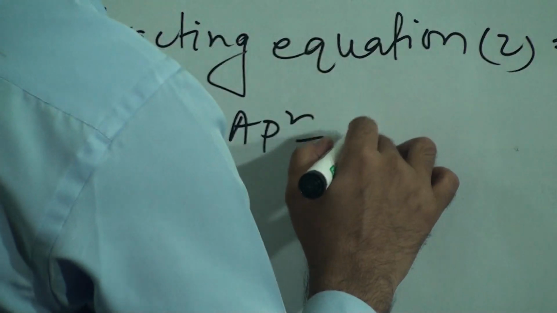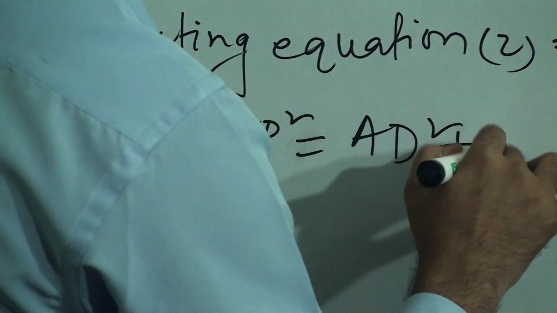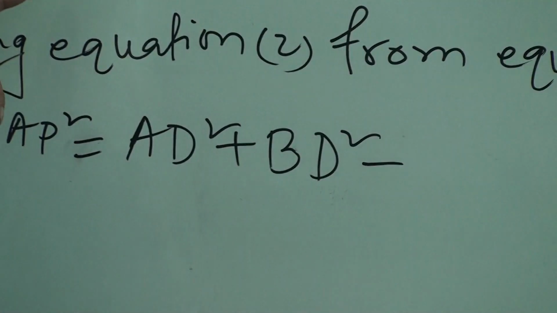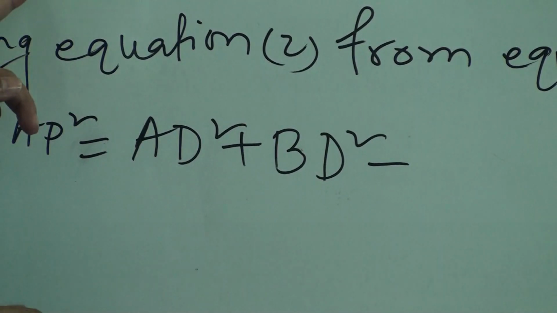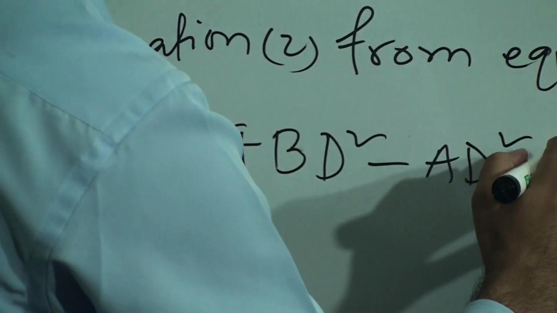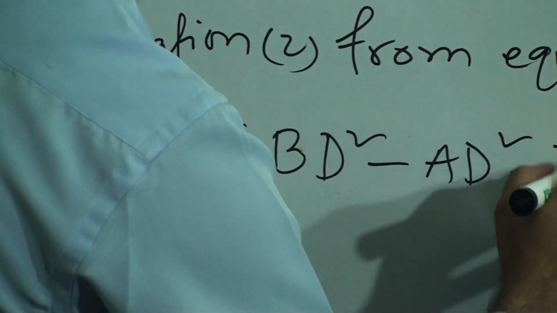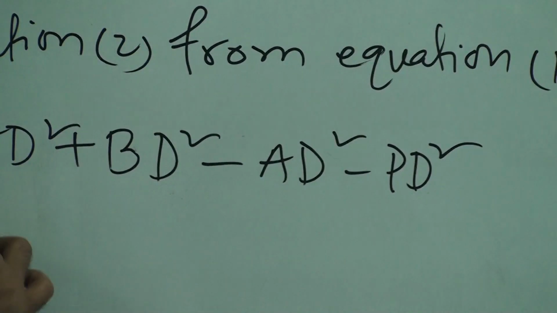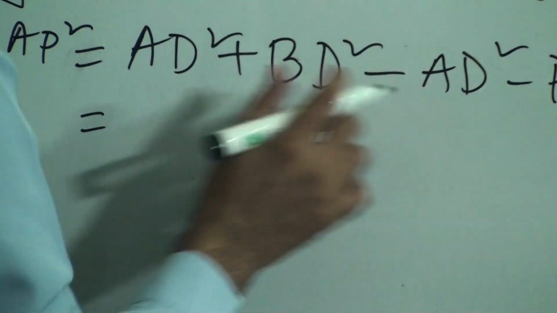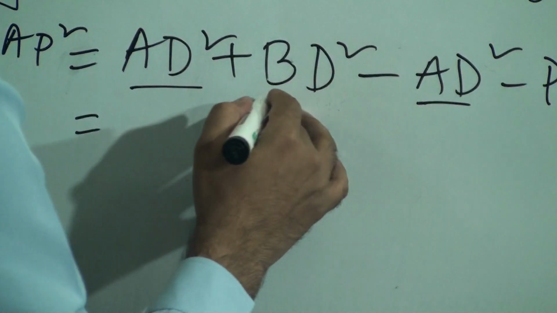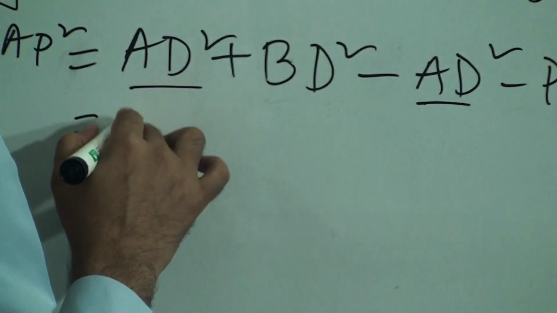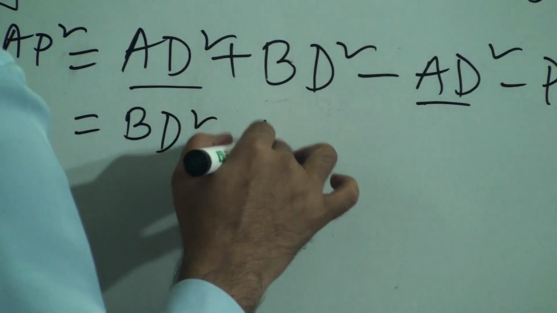as right hand side is here AD square plus BD square, and here the right hand side is AD square plus PD square. So AD square will be negative here, and PD square will also be negative. Now AD square is positive, AD square is negative, so these two vanish each other. Now BD square minus PD square remaining.